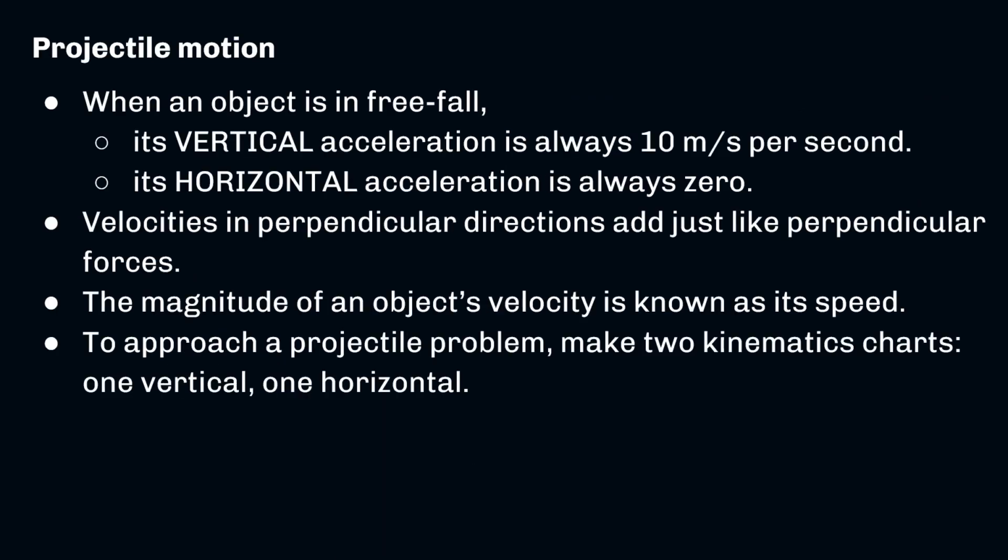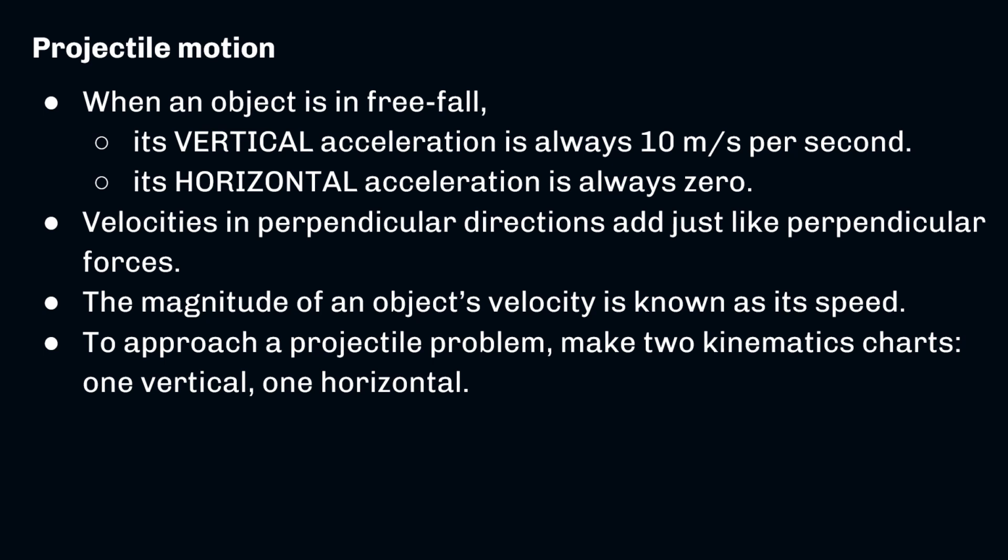Alright, so moving further into projectile motion. When an object is in free fall, two very important things. Its vertical acceleration is always going to be 10 meters per second per second. So again, acceleration is the change in speed of an object every second. That's why we say meters per second per second. Horizontal acceleration, that's always zero. There's a reason behind that. We'll talk about it with forces in a moment.